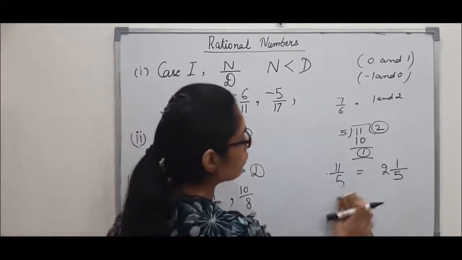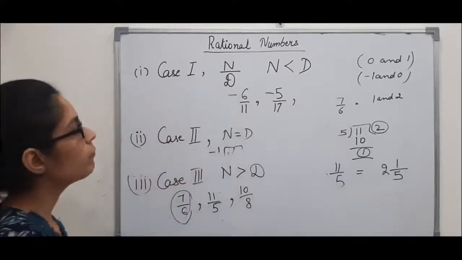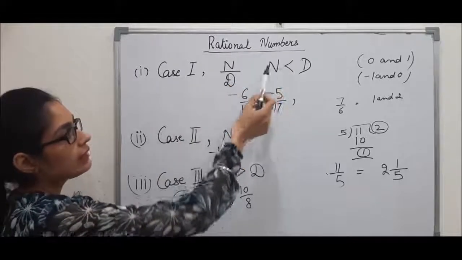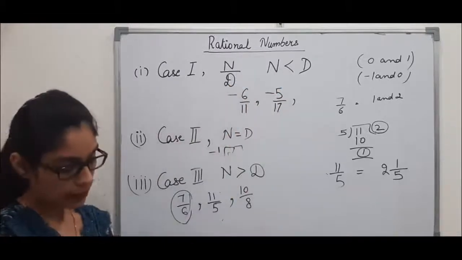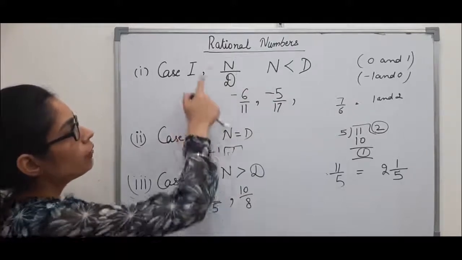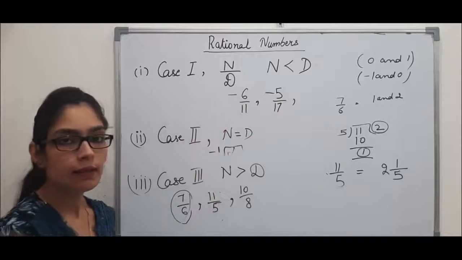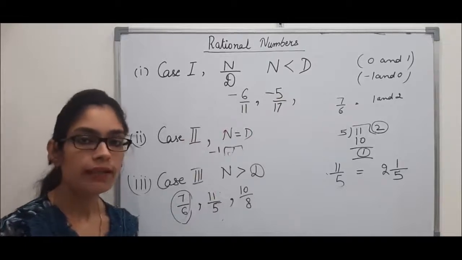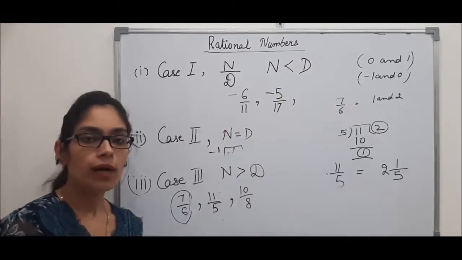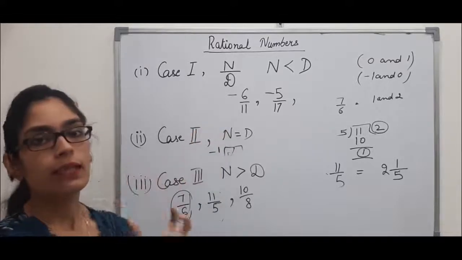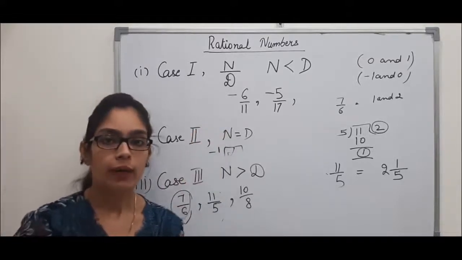So let's revise all 3 cases again. Case 1 was when the numerator is less than the denominator. This you can simply remember also. When the numerator is less than the denominator, the number or point on the number line will lie between 0 and 1. But if minus is written, then it will lie between minus 1 and 0.